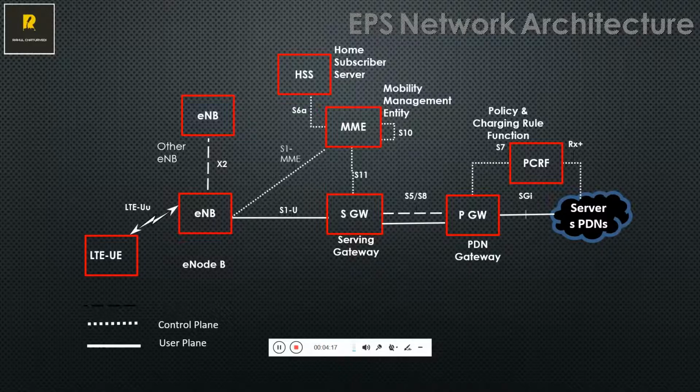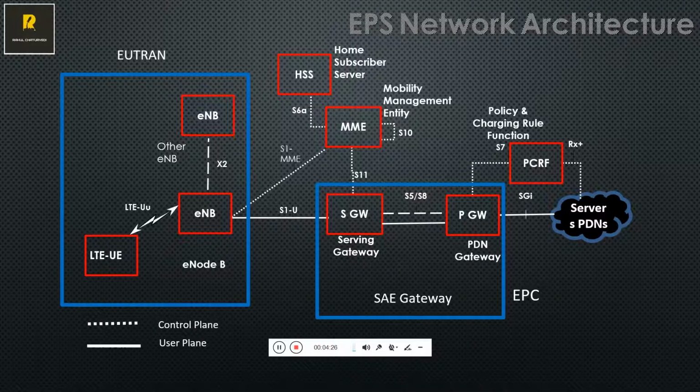So coming up to the next slide, before that, it's also written EUTRAN and EPC. I have just mentioned that EUTRAN is the combination of E node Bs with your UE. While coming to the core part, the evolved packet core, you will find the S gateway and P gateway coming together to make the SAE gateway. So this comes under the evolved packet core.